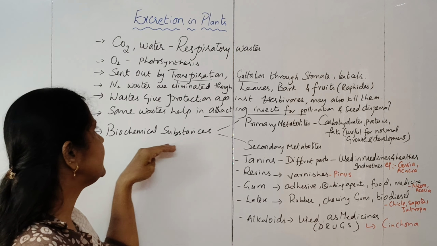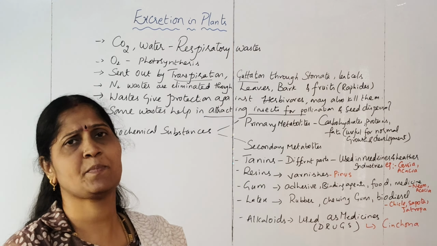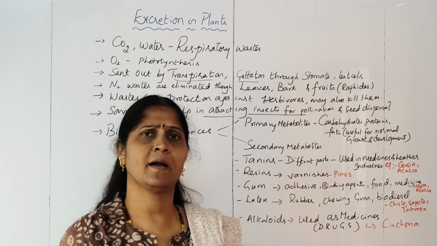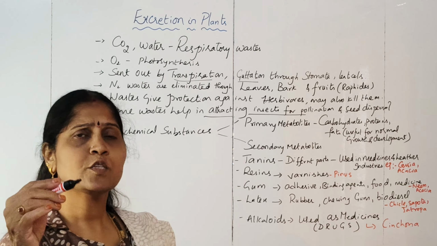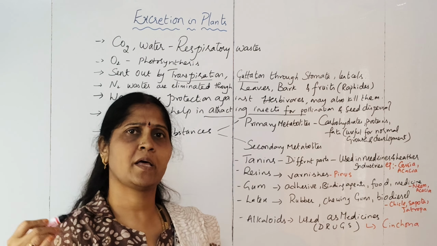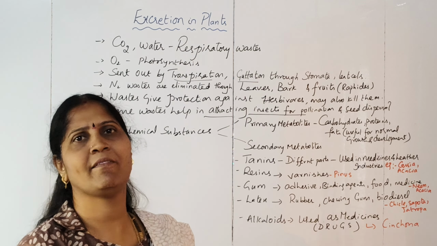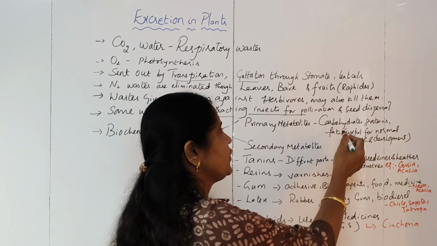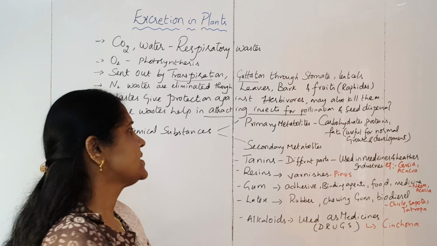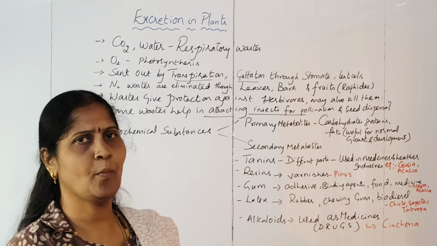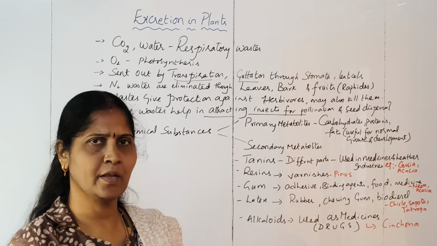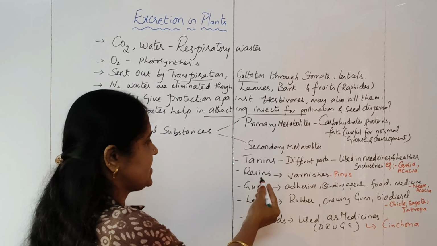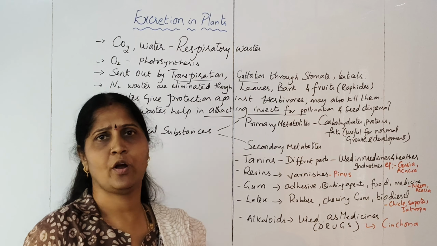Next, the different biological substances that are produced by the plants can be categorized into primary metabolites and secondary metabolites. Primary metabolites are those which are necessary for the plants for their growth and development. They include carbohydrates, proteins and fats. Whereas the secondary metabolites are those components which are of no use for the plant for its growth and development. These include tannins, resins, gums, latex and alkaloids.